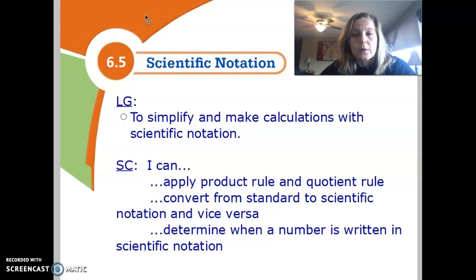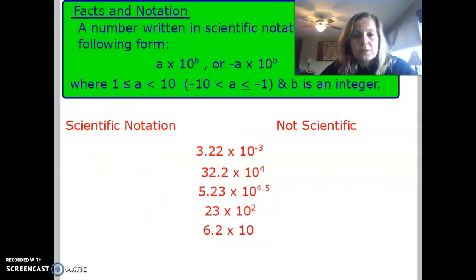So we're going to make sure that we can write numbers in scientific notation, make sure we can go from scientific notation to standard form, and then multiply and divide when numbers are in scientific notation. Okay? So remember, scientific notation is when you have a number times 10 to the power of something. You have to remember, this is the one and only time you can have negative exponents.